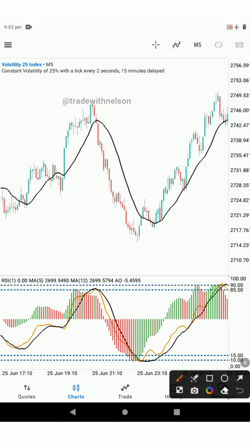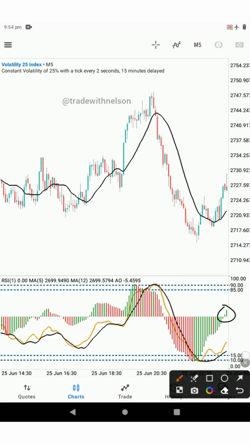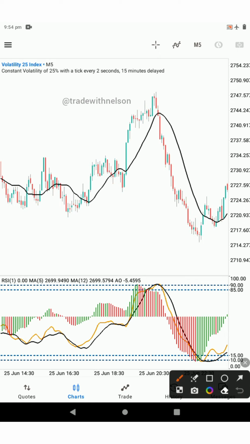Let me show you another way you can also enter this market. So this is another opportunity. First thing you want to pay attention to is this moving average, and this awesome oscillator enters into the 15 and the 10 level. So once you have that, you also pay attention to this awesome oscillator again. So you want to wait for it generating a green bar. So once you have the first green bar generated, you will enter your buy.